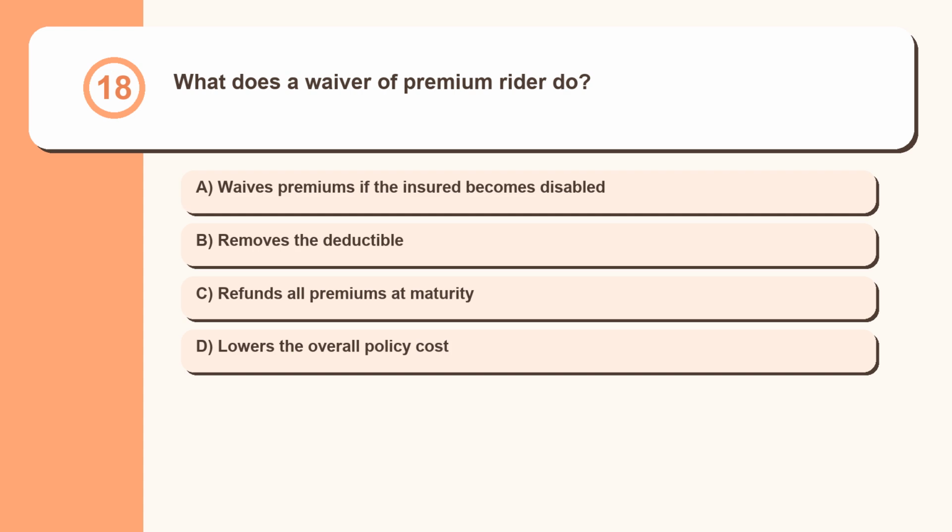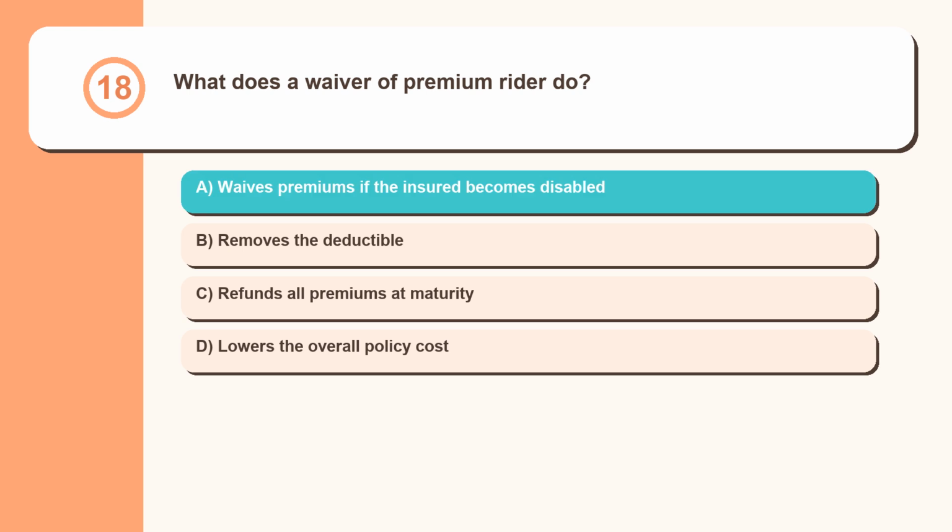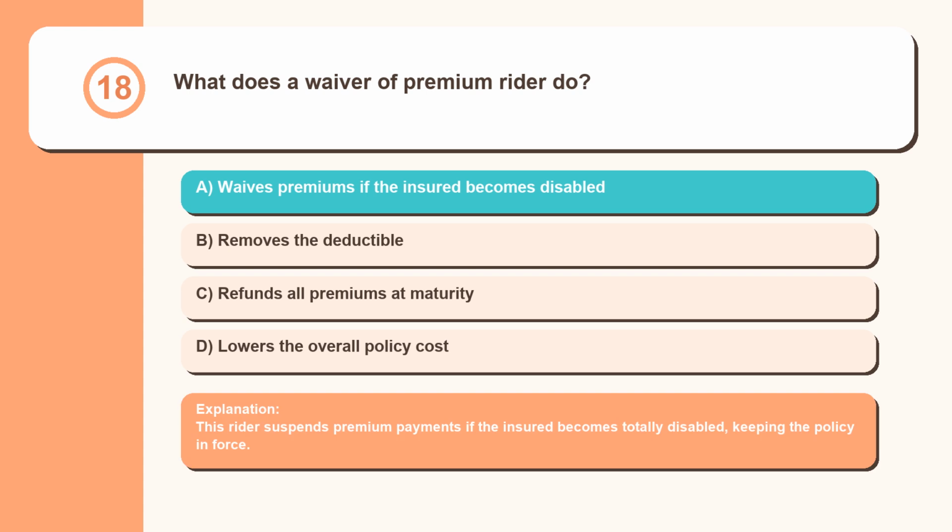Question 18. What does a waiver of premium rider do? Waives premiums if the insured becomes disabled, removes the deductible, refunds all premiums at maturity, lowers the overall policy cost. This rider suspends premium payments if the insured becomes totally disabled, keeping the policy in force.